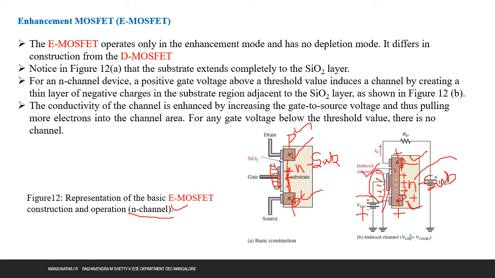And these two, N channel and P channel, are only possible because the VGG should be more than the threshold value. In the sense, in order to create the channel, we should have enough positive or negative charges at one side of the silicon dioxide. So I hope it is clear. We'll move on to the next slide.